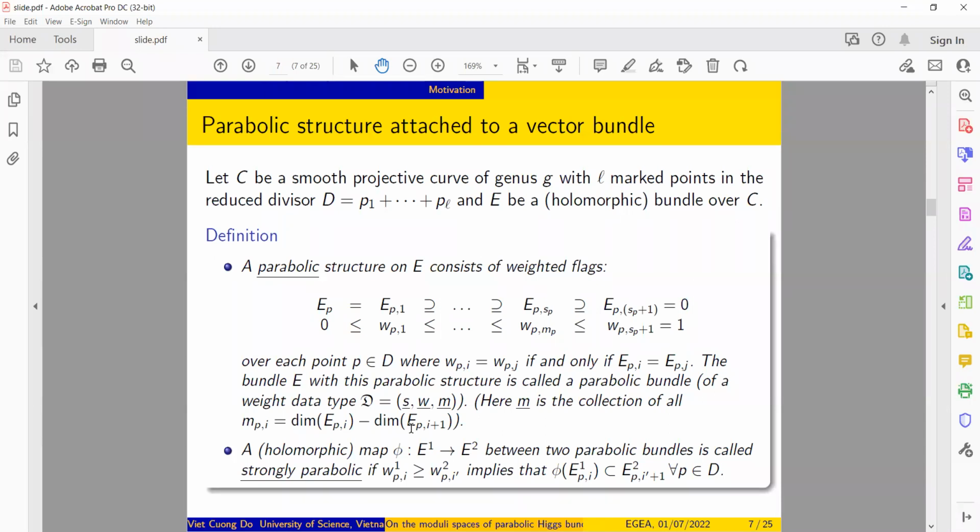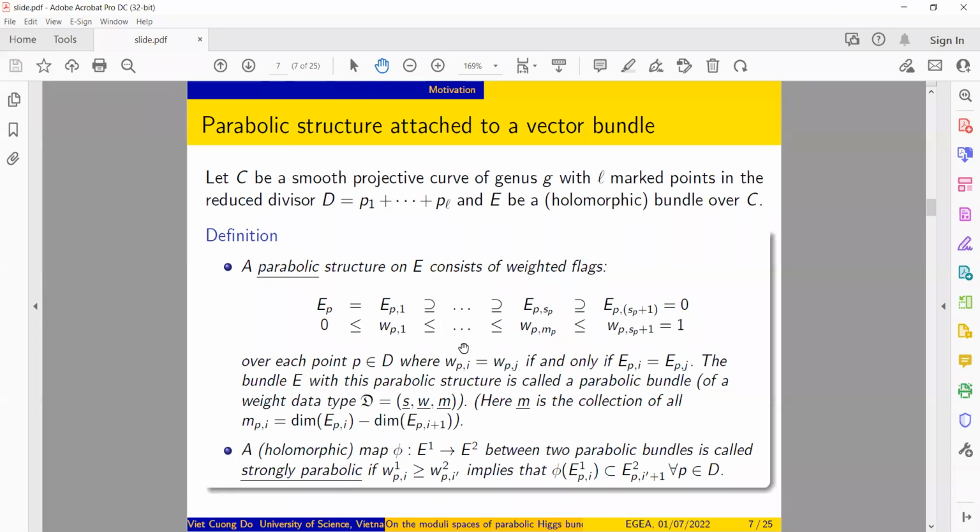We have E is a vector bundle, and now we attach to this bundle a parabolic structure. Is that a weighted flag? You have a flag, and on each sub-bundle, we give some number. We can call it here the weight.